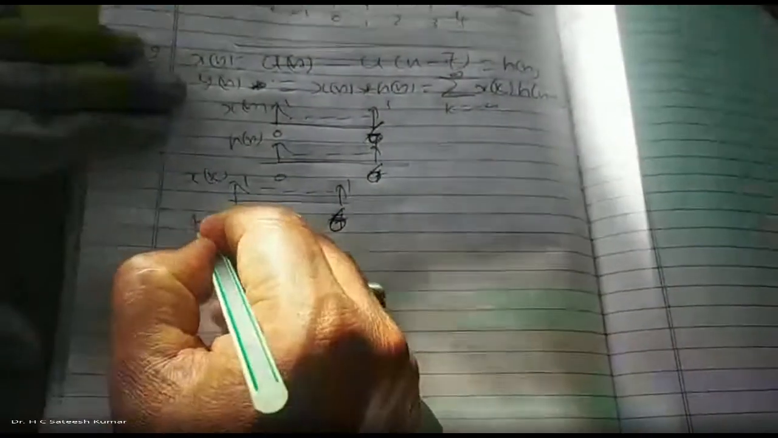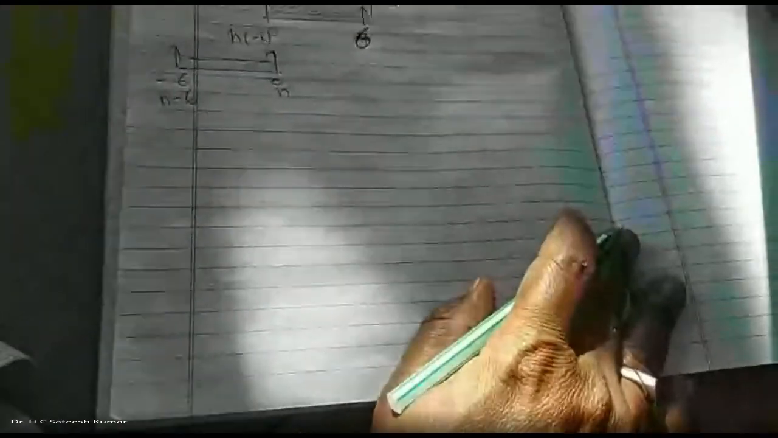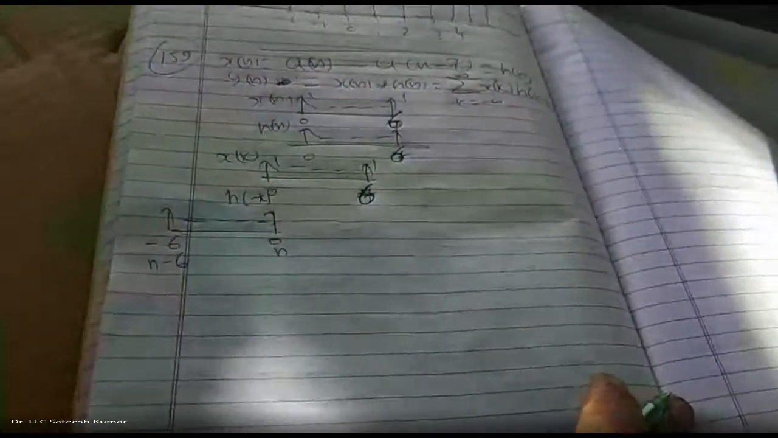h of minus k, from where to where? 0 to minus 6. Hold it. h of minus k. This is n, this is n minus 6. Case number 1. In between you put a dash. How many cases can you expect? Only 4 cases. It is very similar to the first problem on continuous time signals, or you can take the second problem of continuous time signals. Okay, right?